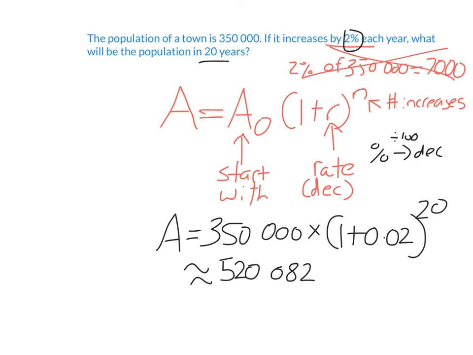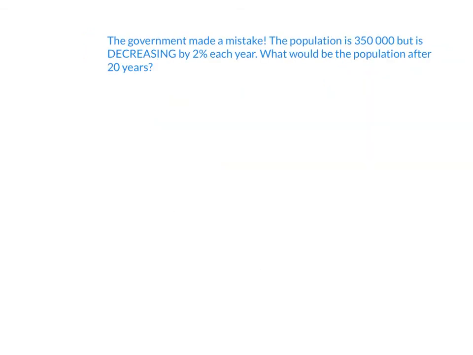Okay. Now I'm just going to show you an example of exponential decay. So let's look at this example here. It's the same example as on the last slide, the town with a population of 350,000, except this time the population is going down by 2% each year rather than up. So this is exponential decay. Decay means like it's eating away or going away. So here in the town, there are like people going away each year.